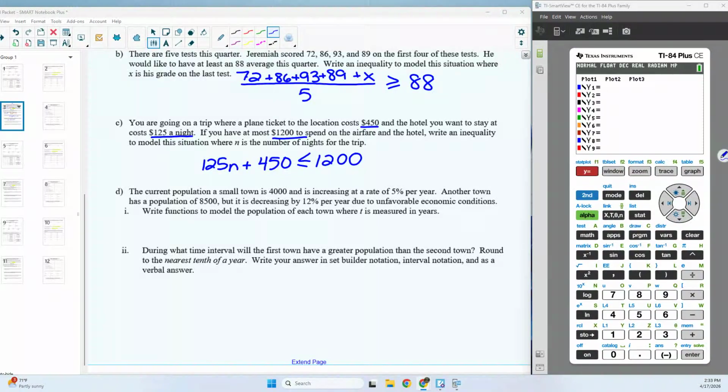So this is letter D, and we saved this one because we're going to have to use the graphing calculator for it, and that's also for the question on the next page. It says the current population of a small town is 4,000 and is increasing at a rate of 5% per year. Another town has a population of 8,500, but it is decreasing by 12% per year due to unfavorable economic conditions. We're going to write functions to model the population of each town where t is measured in years.